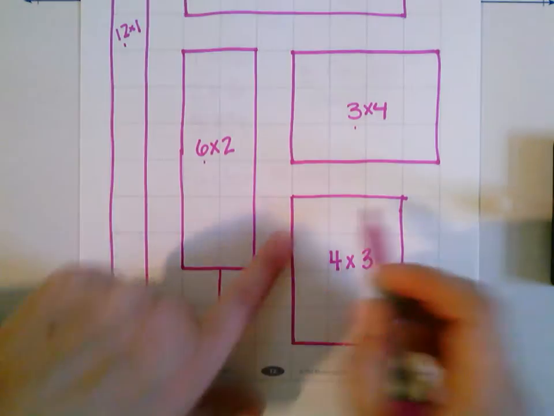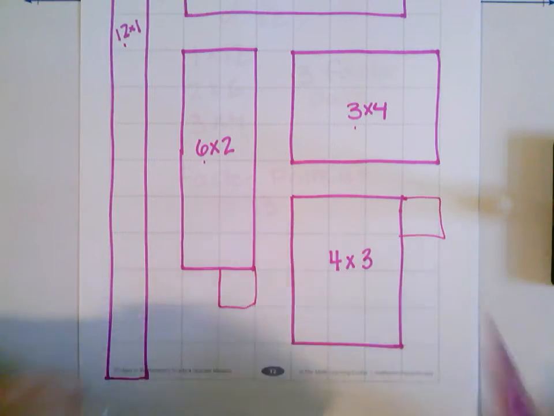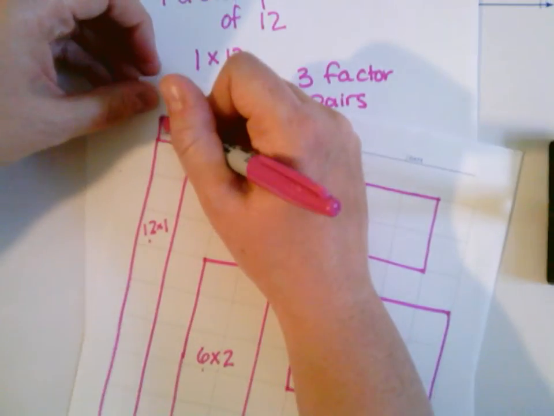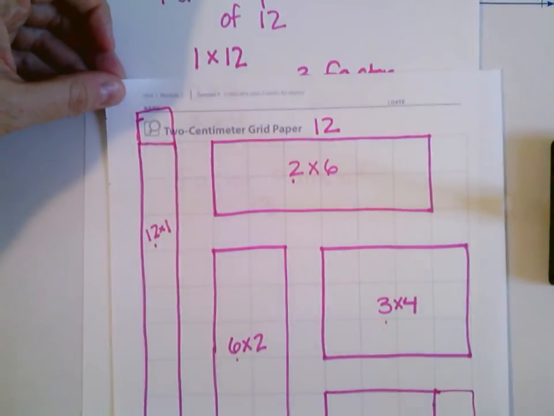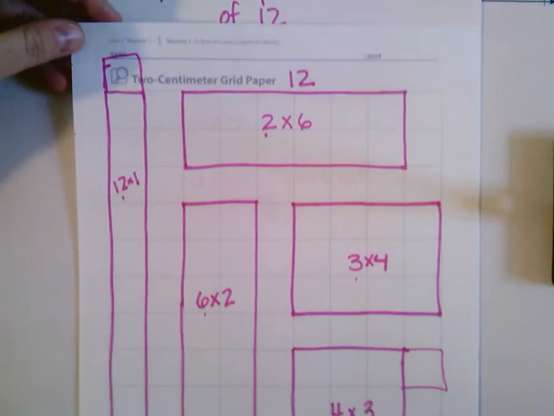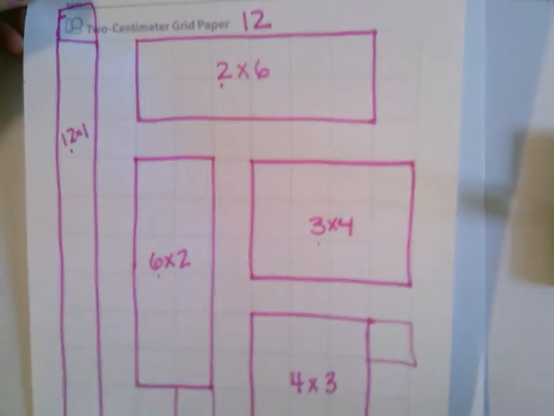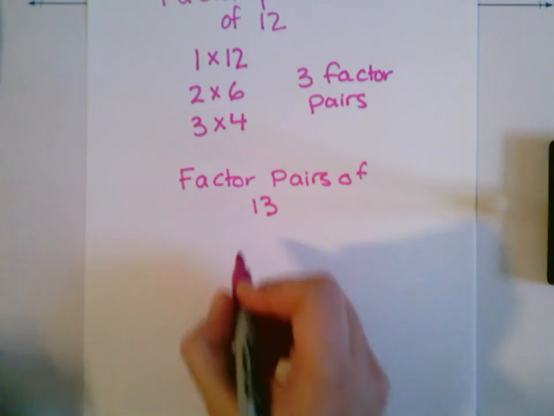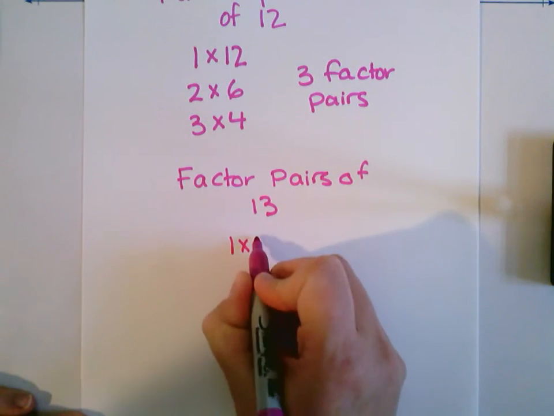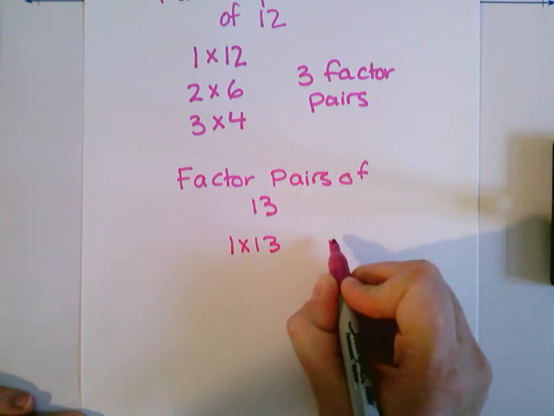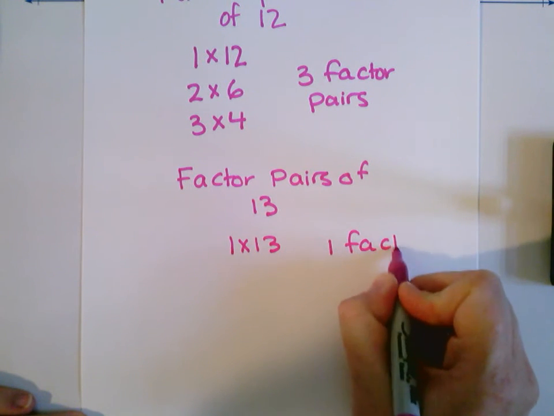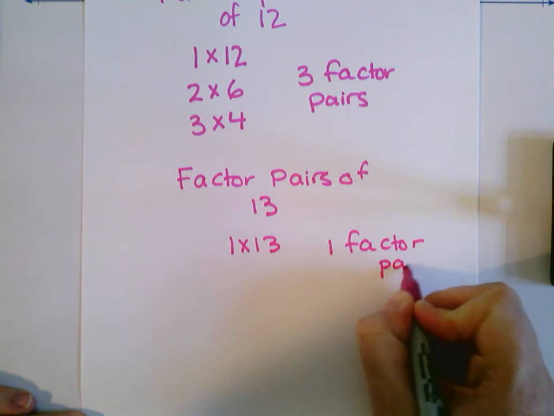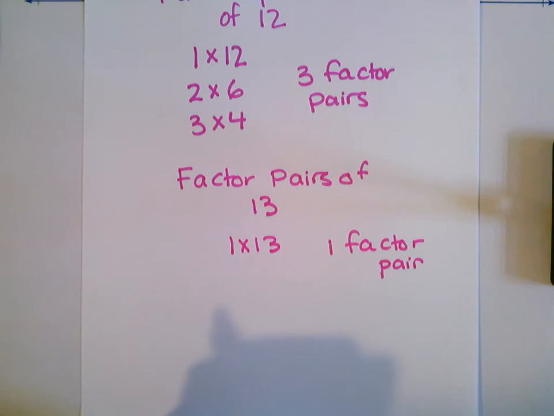Same thing. I would need to add 1 more here. That's not going to work. I could add 1 more here and still have a rectangle. 1 times 13. But there's no other way. A 5 doesn't go into 13. 7 doesn't go into it. So there's no other factors except for 1 times 13. So it only has 1 factor pair.